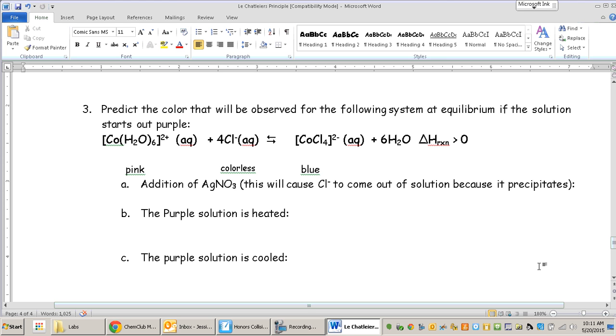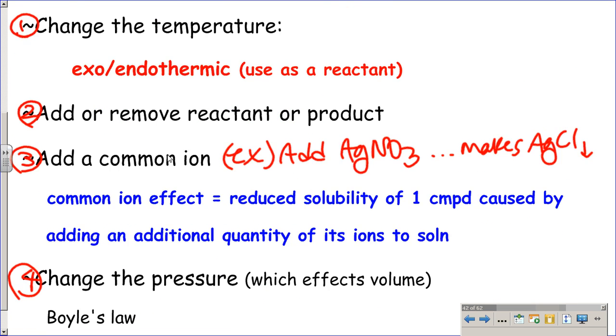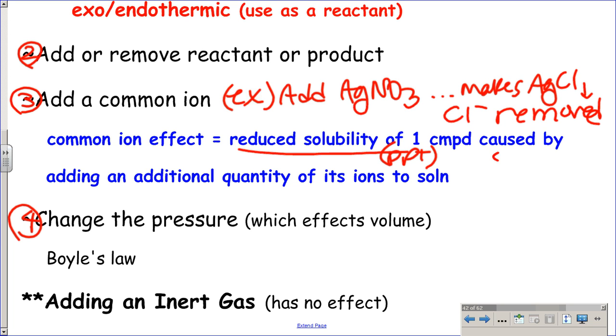And then we'll go through the other ones in a second, maybe. So that's what this right here is talking about, if you want to write that down. That's what the reduced solubility means. Reducing solubility means forms a precipitate. And so the chloride was removed, so it causes a shift towards chloride because you needed to make more of it.